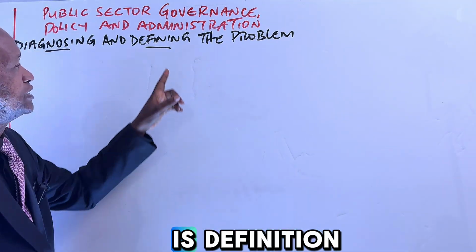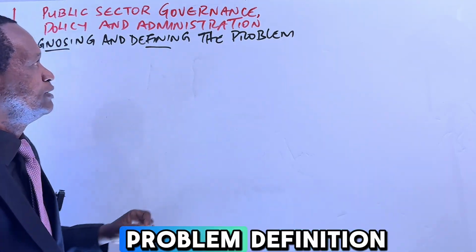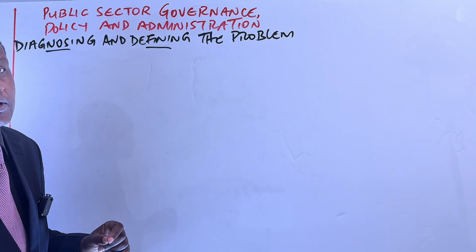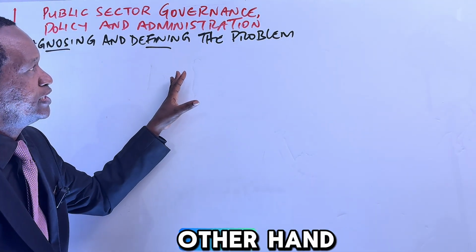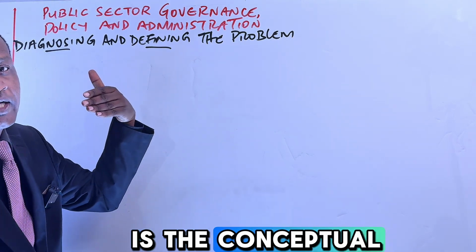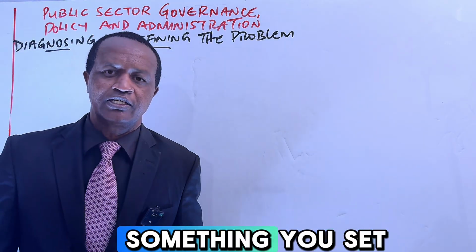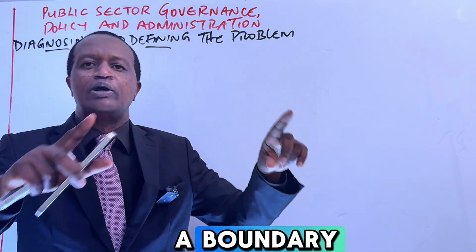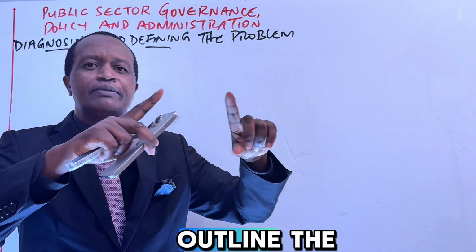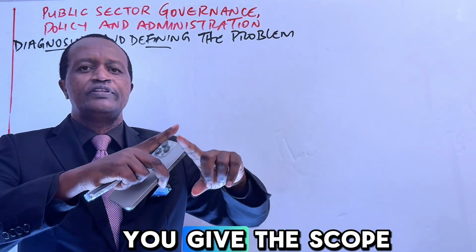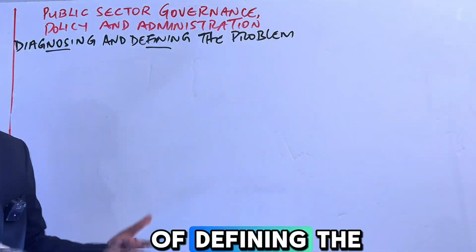Then there is definition, problem definition. Problem definition, on the other hand, is the conceptual and boundary setting phase. When you define something, you set a boundary. You outline the boundary. You give the scope. That's the meaning of defining the problem.